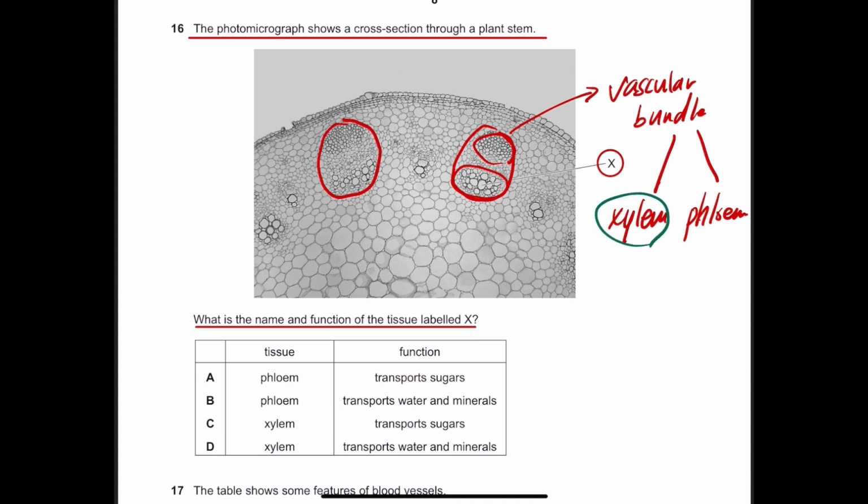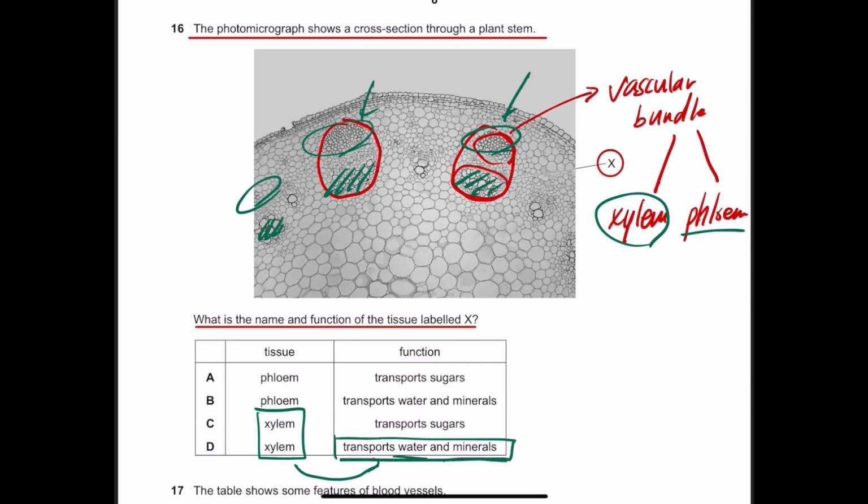The xylems are always concentrated towards the center, and phloem are placed on the outer sides. Okay? Outer sides. So, in this case, X is of course xylem, so the answer is either C or D. And the function of xylem is to transport water and minerals. Transporting sugars is the function of phloem.